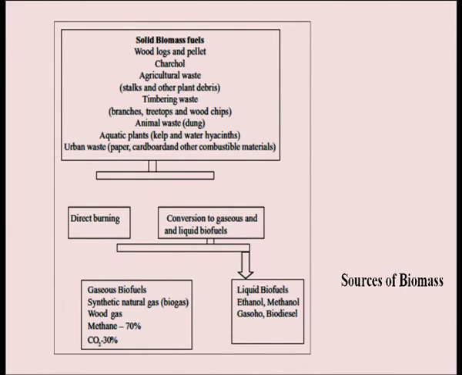So, there are solid, liquid and gaseous sources of biomass. Solid biomass fuels are like wood logs and pellets, charcoal, agricultural waste, stalks and other plant debris, timbering waste like branches, tree tops and wood chips, animal wastes which include dung, aquatic plants like kelp and water hyacinth, urban waste which includes paper, cardboard and other combustible materials.